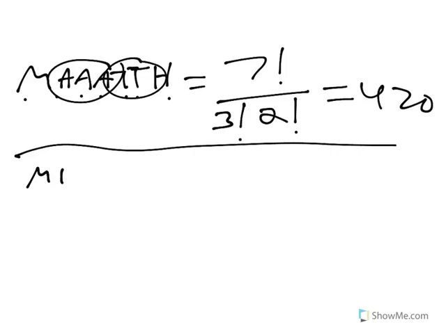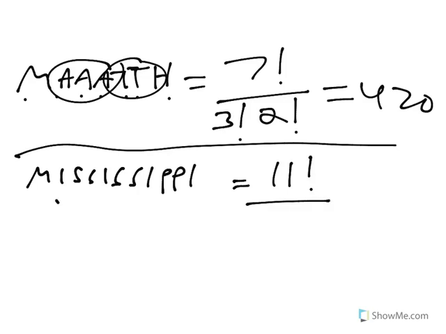And with that, we get the famous Mississippi problem. There are 11 letters in Mississippi, but there are 1, 2, 3, 4 I's, there are 1, 2, 3, 4 S's, and there are 2 P's. So they all go down there. And we get 34,650.